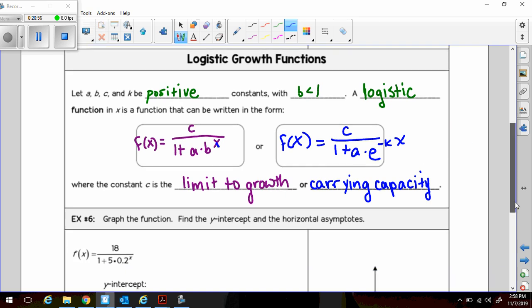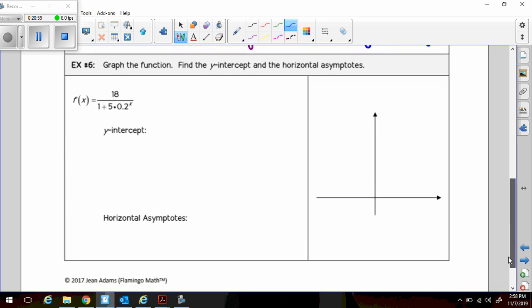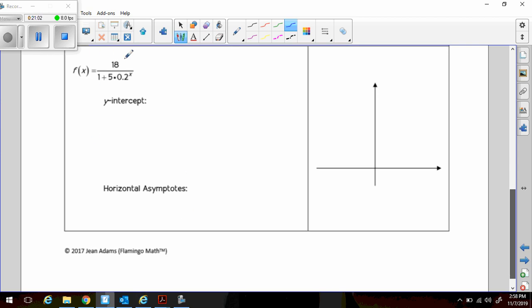I'm going to keep going. I know that's kind of confusing. I'm just going to show you some examples. I want you to graph this. You can look at Desmos and graph it. 18 over 1 plus 5 times 0.2 to the x. Okay, in order to find the y-intercept, we have to plug 0 in for x. So f at 0 is 18 over 1 plus 5 times the 0.2 to the 0 power. Anything to the 0 power is 1, times 5 is 5, plus 1 is 6. So 18 over 6 is 3.